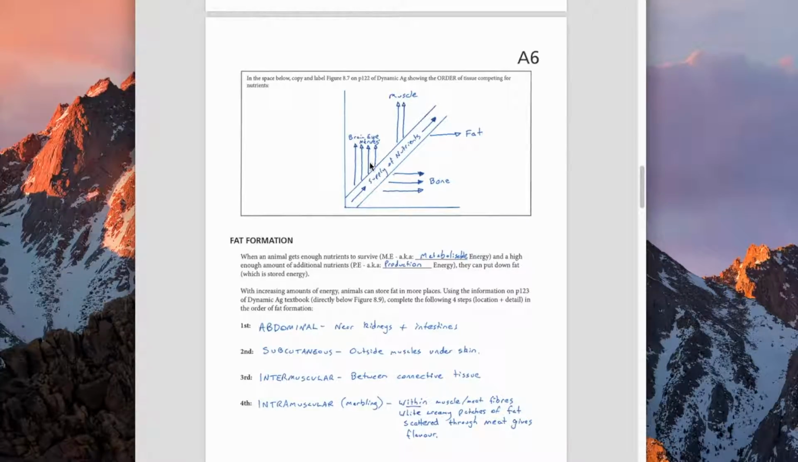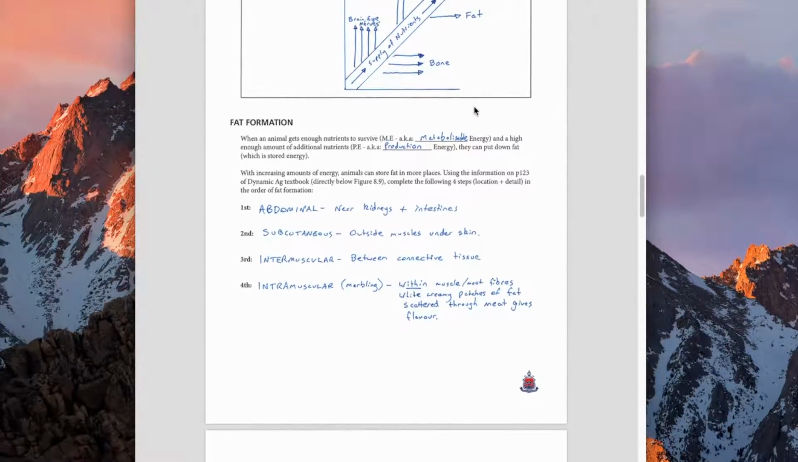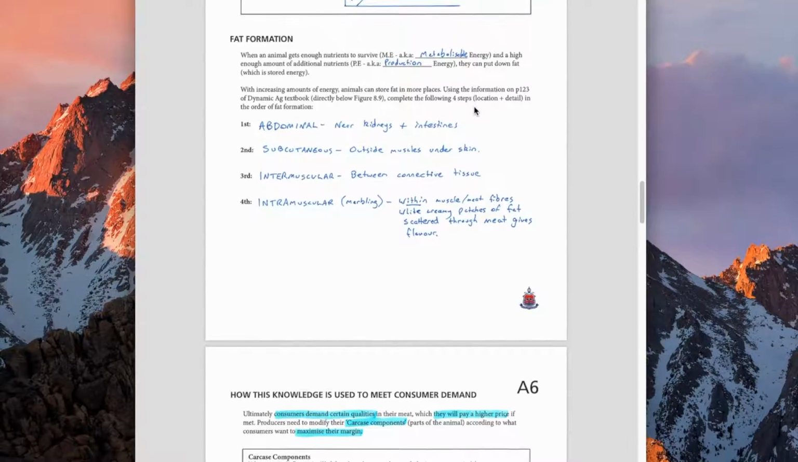So it will put on brain, eye, and nerve tissue, and then bone first, and then the more energy or nutrients you supply to the animal, it will then put on muscle, and then fat. So to get up here to this muscle and fat area, you really need to be feeding the animal maintenance energy plus production energy, which is on top of maintenance energy.